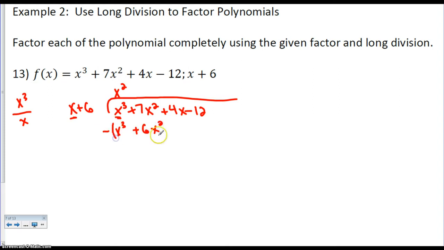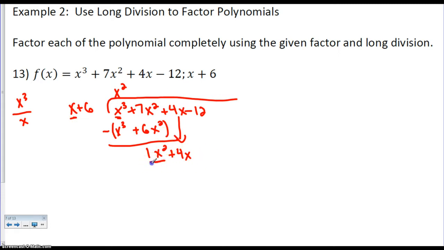Then I'm going to subtract these two terms by these two terms. So x cubed minus x cubed is 0. 7x squared minus 6x squared is 1x squared. And I'm going to bring down the 4x. Because I have two terms here, I want to bring two terms down here.